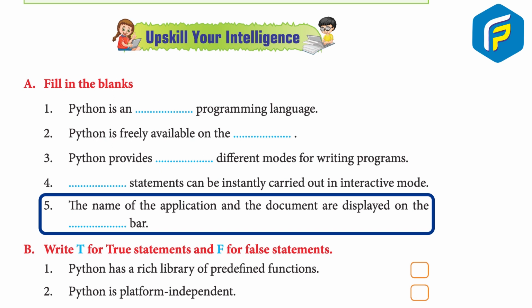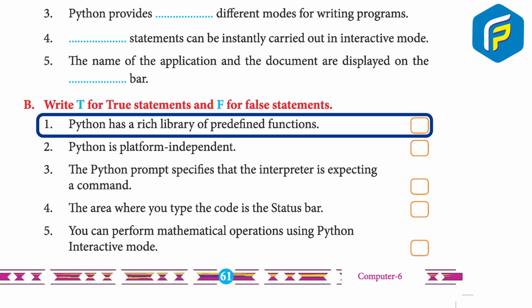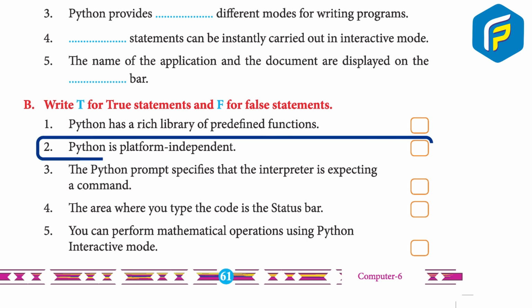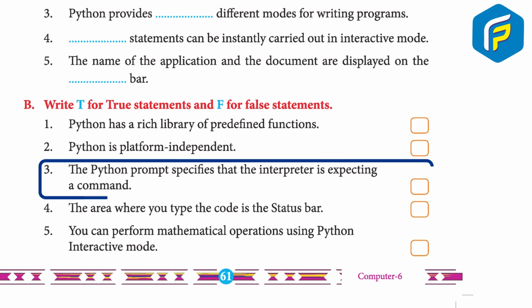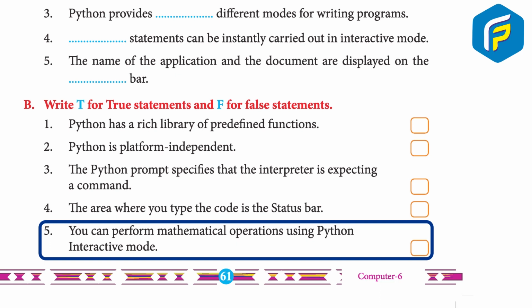5. The name of the application and the document are displayed on the dash bar. Answer: Title. B. Write T for true statements and F for false statements. 1. Python has a rich library of predefined functions. Answer: True. 2. Python is platform independent. Answer: True. 3. The Python prompt specifies that the interpreter is expecting a command. Answer: False. 4. The area where you type the code is the status bar. Answer: False.